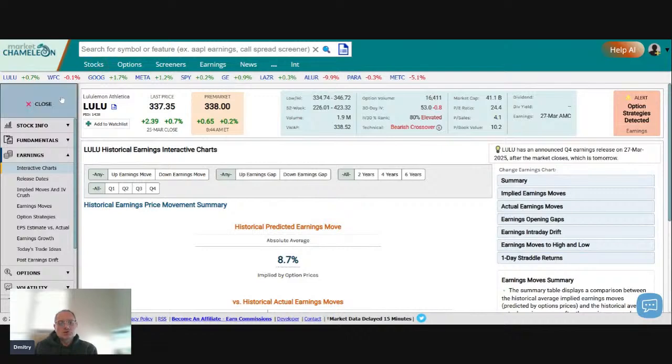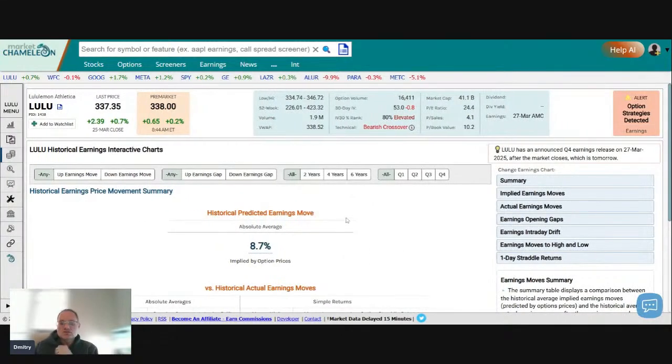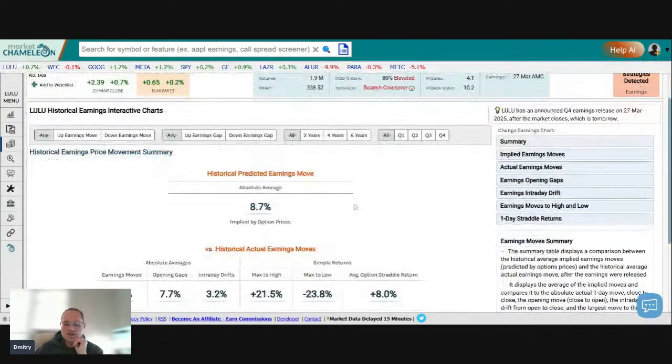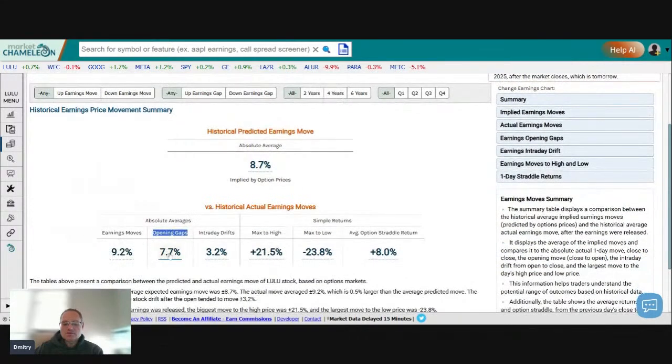I'm going to close this menu to the left-hand side to expand this screen, and we have this summary page analyzing earnings moves from different perspectives. And we're going to take a look at the opening gap right here. So this here, if you click on it, it says 7.7%.